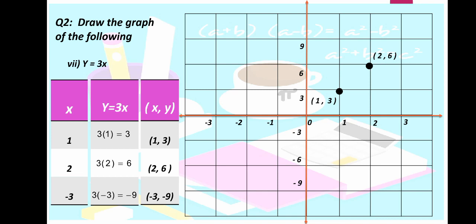Next is -3 and -9. -3 is the value of x and that is on the negative x-axis side, and -9 is the value of y, that is also on the negative y-axis. So these 2 points are intersecting on this point, -3 and -9. So now after making the points, join these points, and this is the graph of y is equal to 3x.